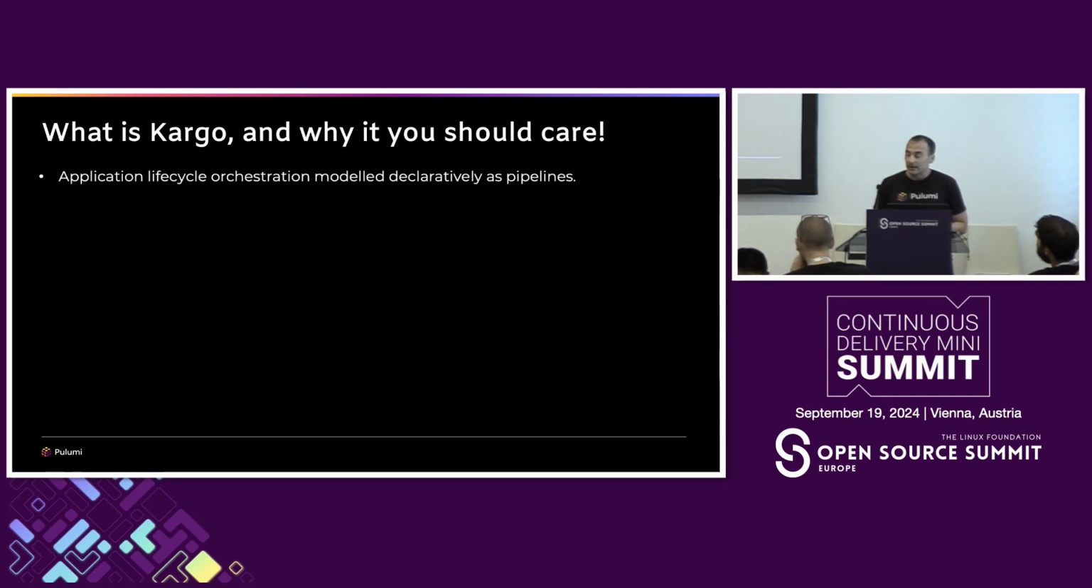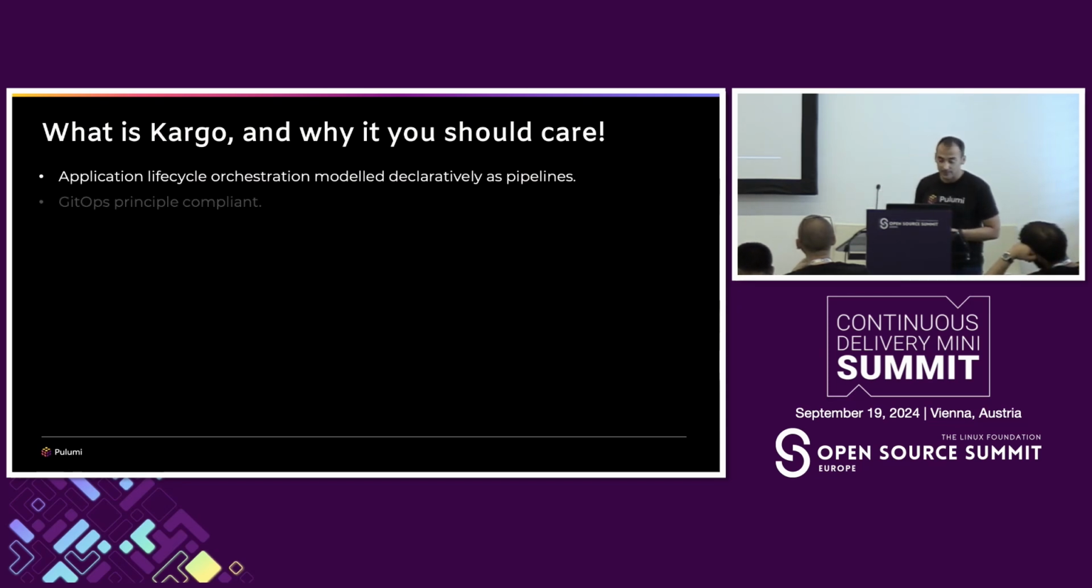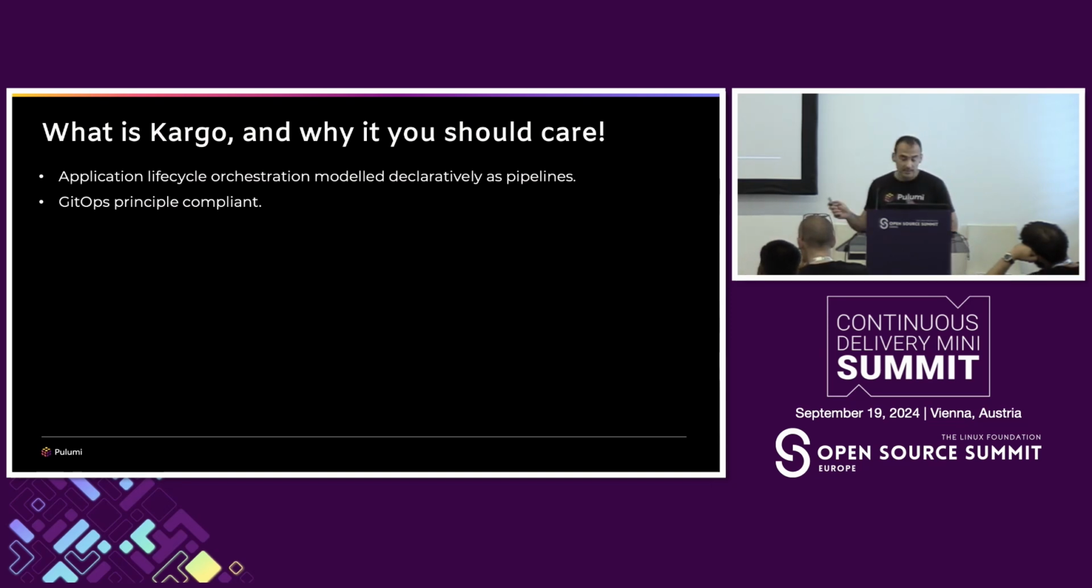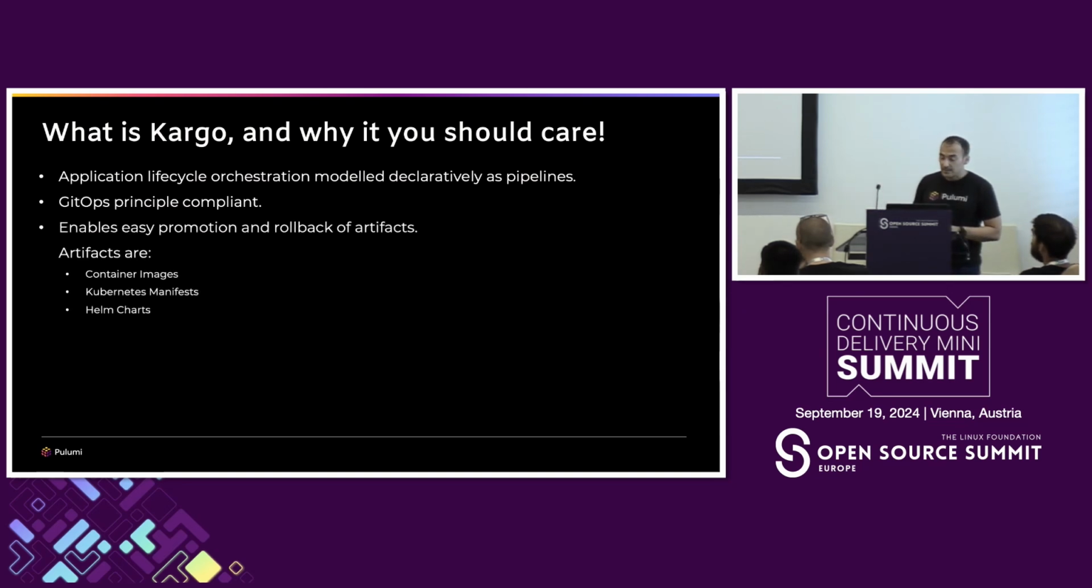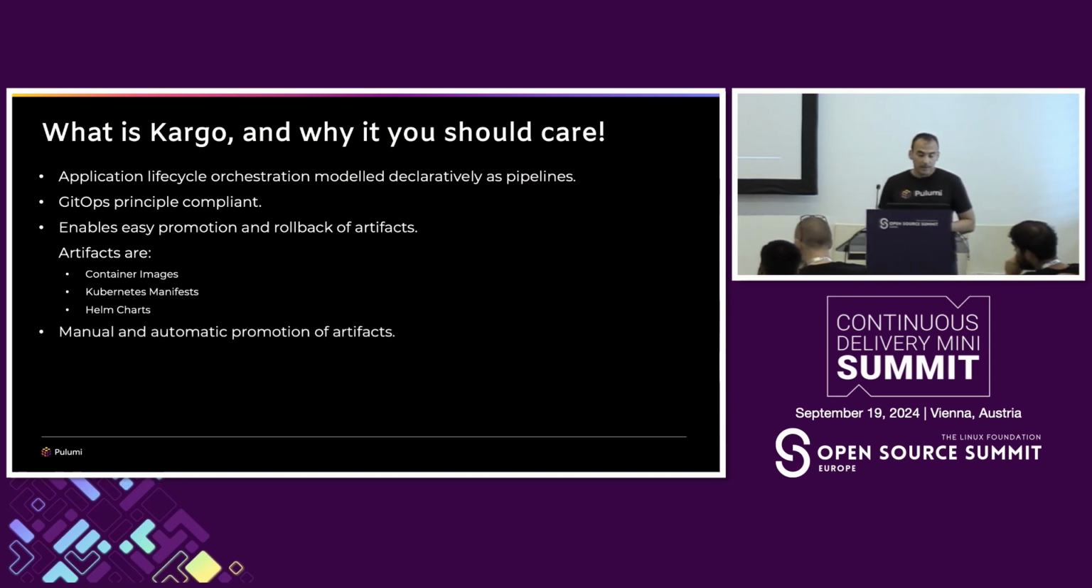Okay, so Kargo is an application lifecycle orchestration model, declarative pipelines. It's a very clunky definition. It's completely GitOps principle compliant, so everything you will see is completely GitOps. It's declarative. It enables easy promotion and rollback of artifacts, and artifacts are defined here as container images, Kubernetes manifests, and Helm charts. So as you can see, when you do applications, you could use Kargo for your container image because there's a change in your application logic. I'm using it for infrastructure, so I use the Helm charts.